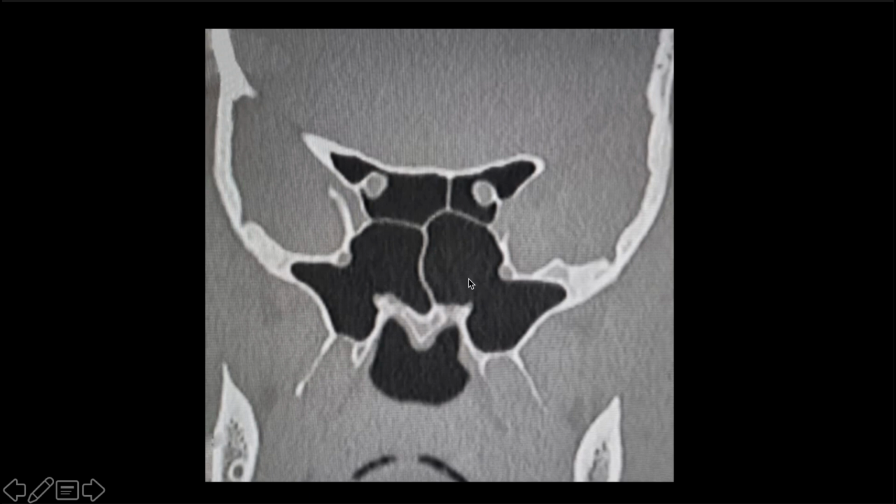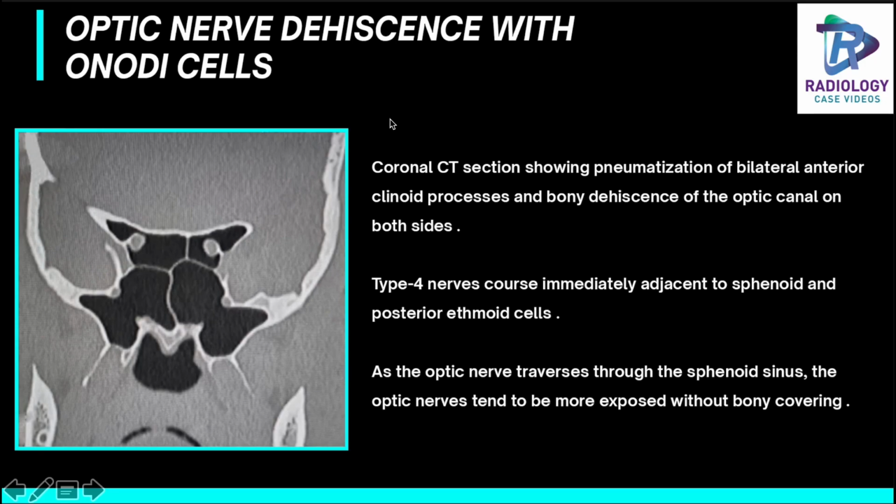Another interesting case. There is pneumatization of the clinoid with a large sphenoethmoidal cell, also called an Onodi cell. There is a dehiscent optic nerve canal bone. So this is optic nerve dehiscence within the Onodi cell. This is a very rare variant. You are able to see it bilaterally. This is important to demonstrate because in FESS surgery, if they go through an Onodi cell, they may accidentally damage the optic nerves, resulting in catastrophic blindness.